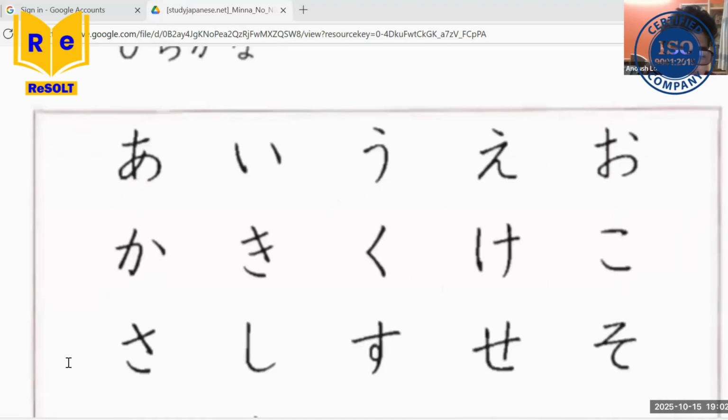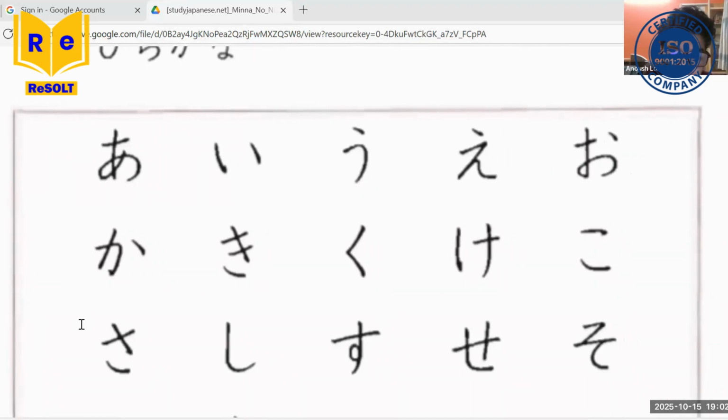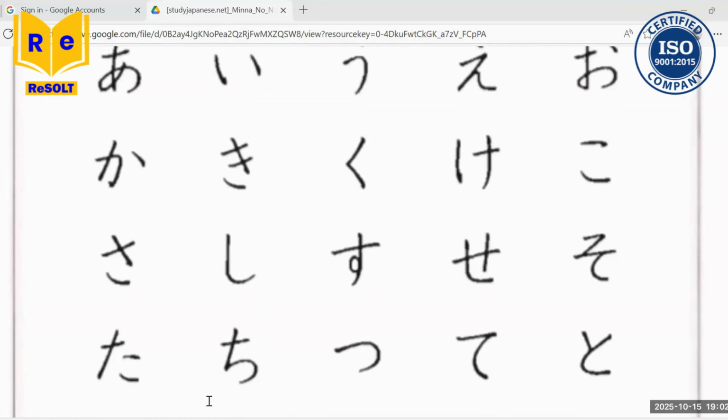Like this is Sa. Yes. Then it is Su. No, no. Like Shi. Then it is Su. Then it is Se, and So. Okay, good, you remember.